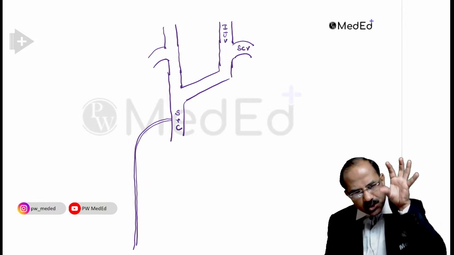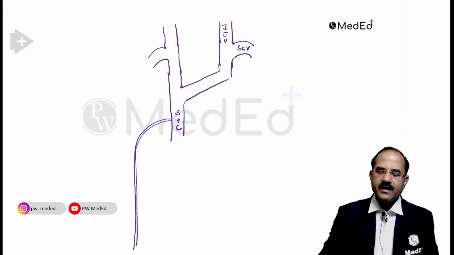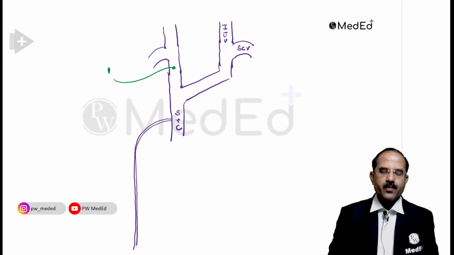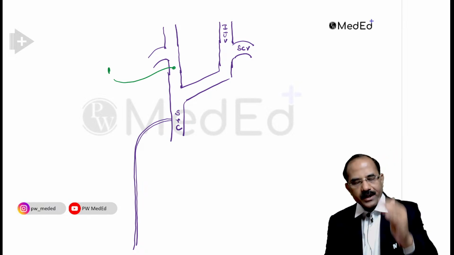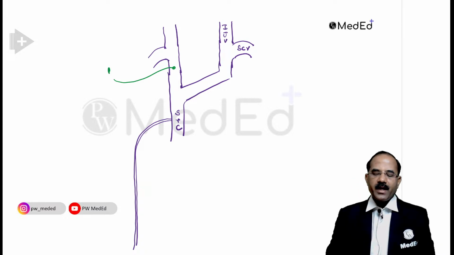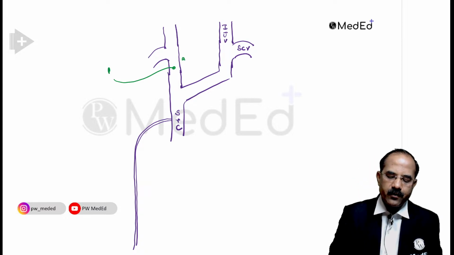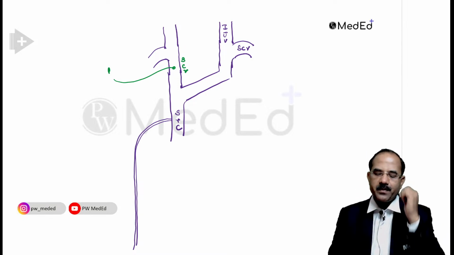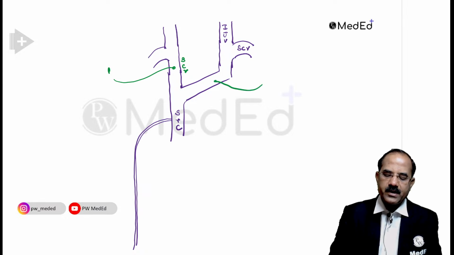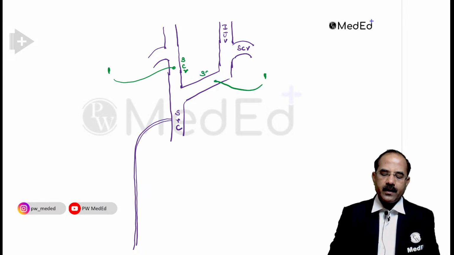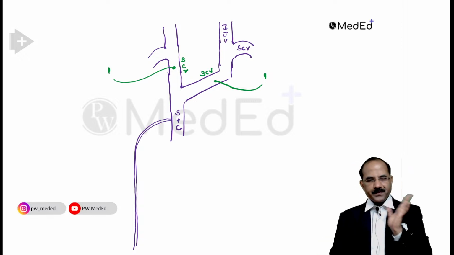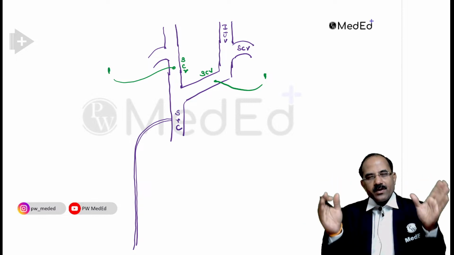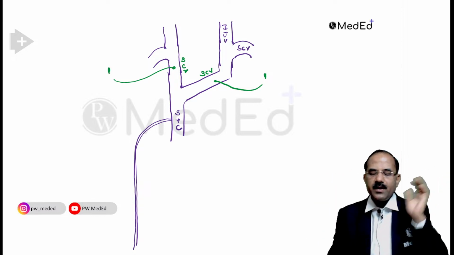So now we are discussing the tributaries of the azygous vein. Come on, students, answer this. The first right posterior intercostal vein drains into what? The right brachiocephalic vein. The first left posterior intercostal vein drains into the left brachiocephalic vein. That means on both sides, the first posterior intercostal veins drain into the brachiocephalic vein.